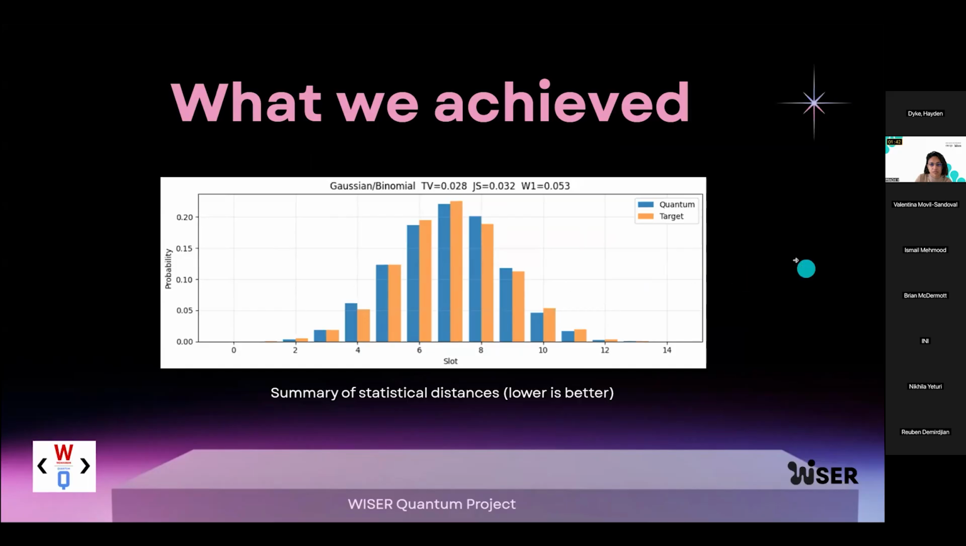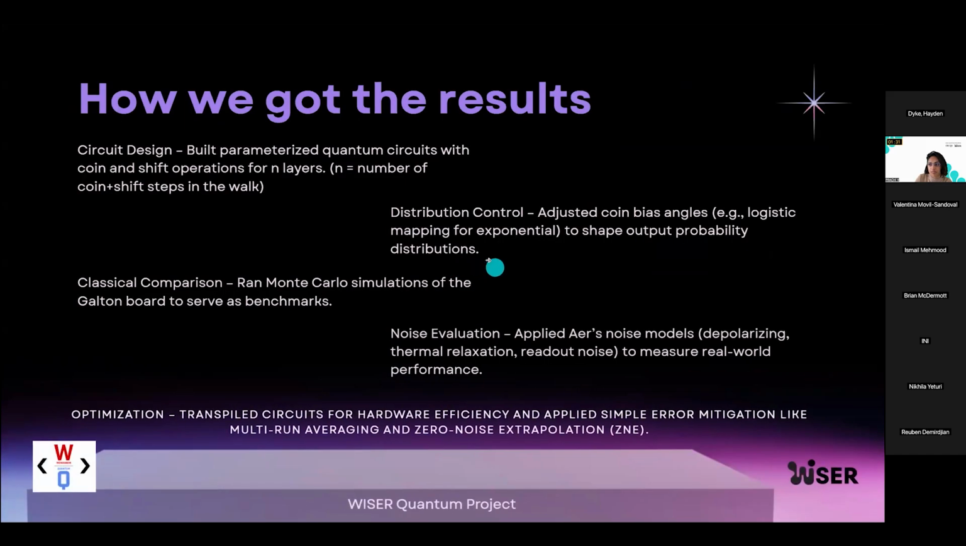This is a summary of statistical distance. If it's equal, it's really perfect. If it's lower, it's better. So how did we get the results? We built the circuit design, and we did the distribution control. We adjusted the coin bias angles to shape the output probability. We were able to do the classical comparison, and we did the noise evaluation.